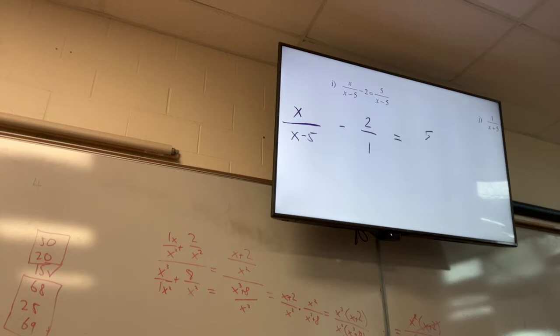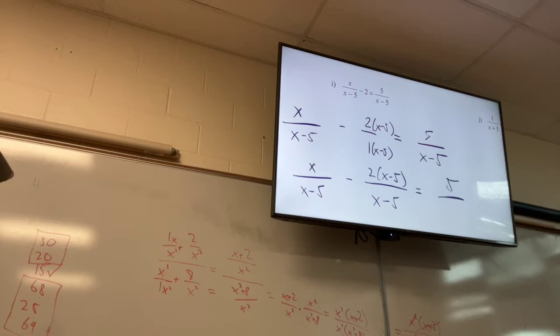Okay? We need to get everything to have the same denominator, right? That's our first step. What's my denominator here missing that the other two have? X minus 5 is right there. Yeah, but these two aren't missing anything. What's this one in the middle missing? X minus 5, yeah. Good. So we're going to have x over x minus 5. Good. So everything has the same denominator.